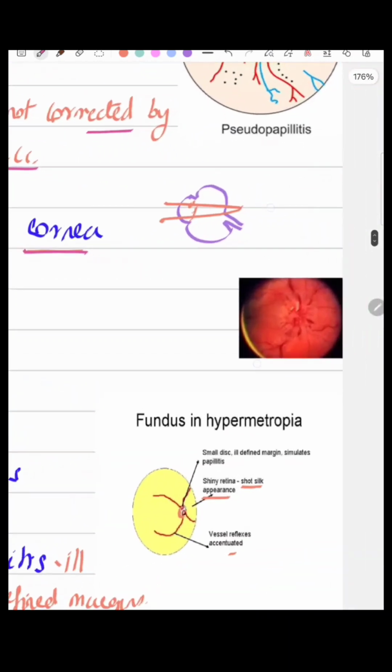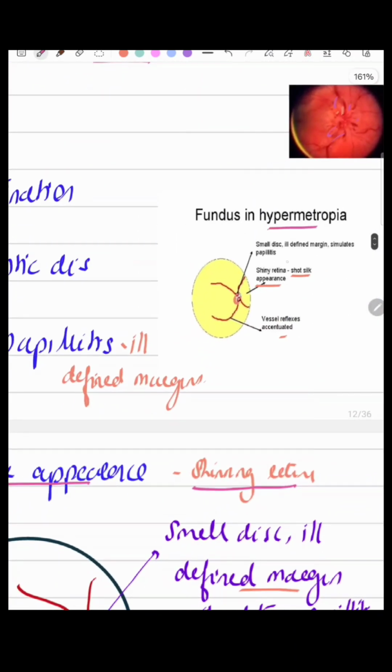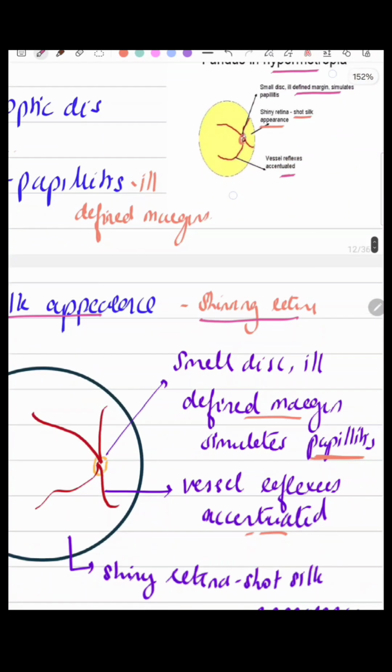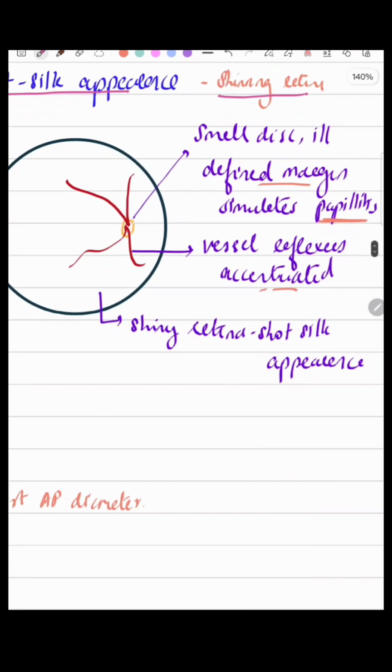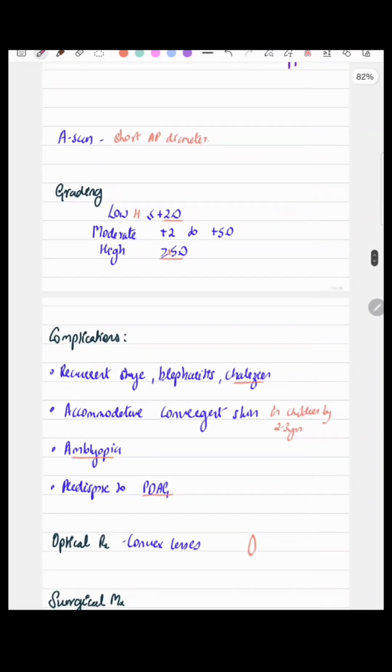Here you can see the margins are ill-defined, and there is a fundus picture in hypermetropia, small ill-defined margin and shiny retina, that is short silk appearance, and vessel reflexes are accentuated. Again, same thing, small disc, ill-defined margin simulates papillitis. In A scan, there is short anterior posterior diameter in axial hypermetropia.